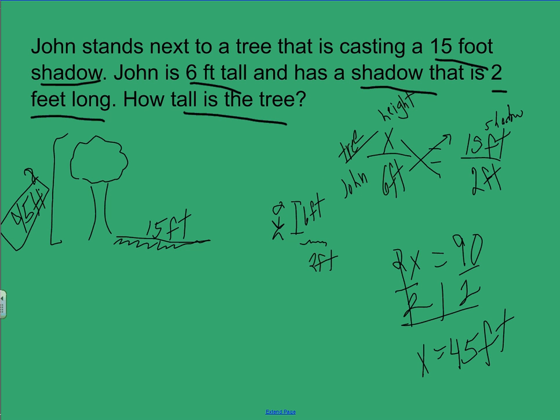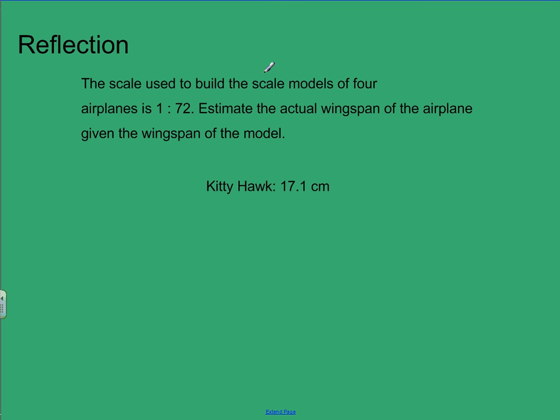Okay, your reflection question today, guys. The scale used to build the scale models of airplanes is 1 to 72. 1 centimeter to 72 centimeters, I think. We'll just call it centimeters. It might be feet, but we'll say centimeters. Estimate the actual wingspan of the airplane given the wingspan of the model. So the Kitty Hawk model has a wingspan of 17.1 centimeters, and you need to find out what the actual wingspan of that airplane was. You know what? It can't be centimeters. We'll call that feet. Okay?